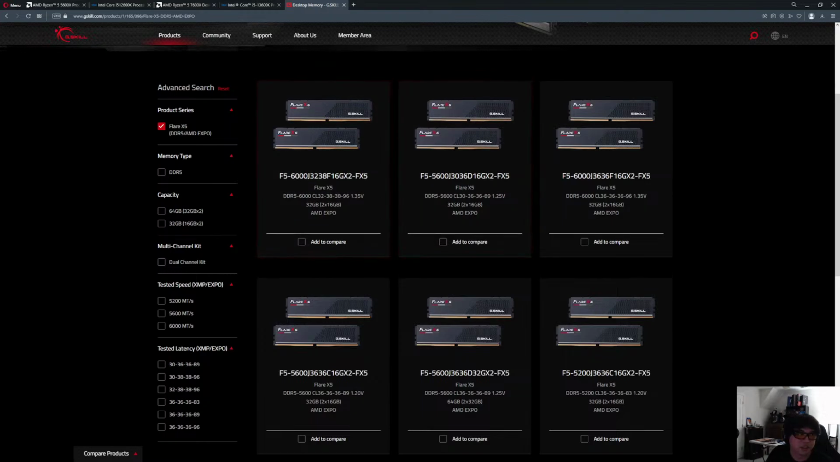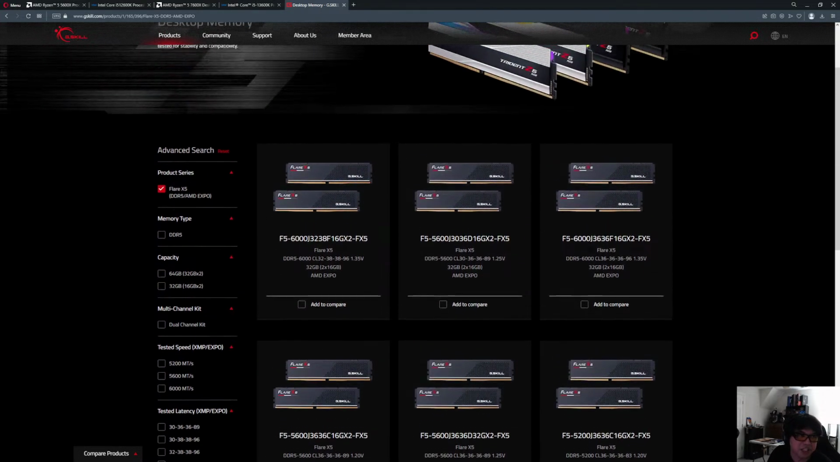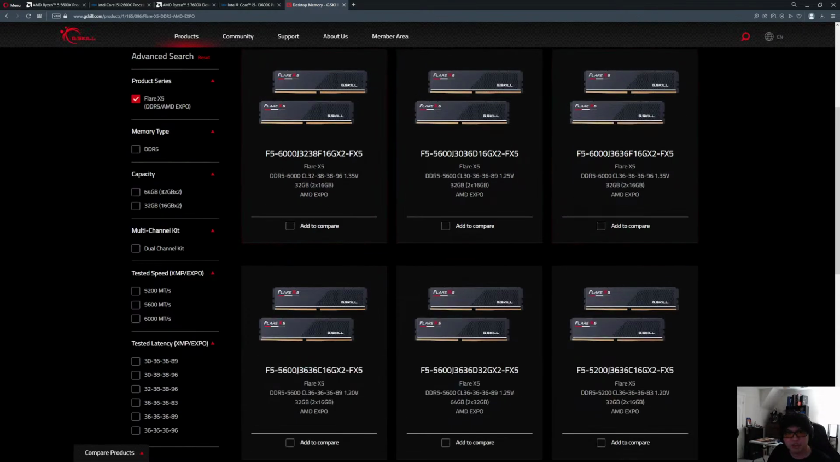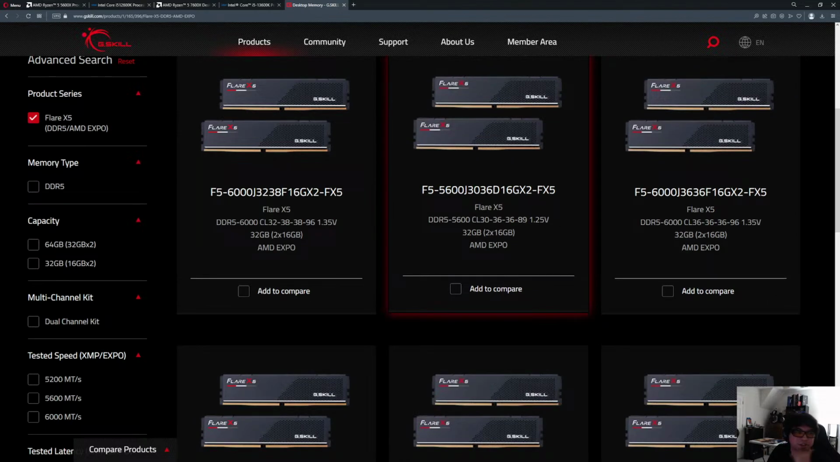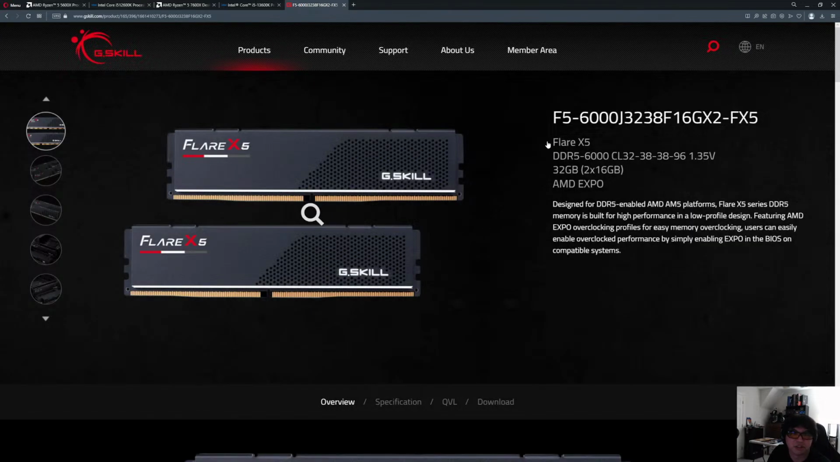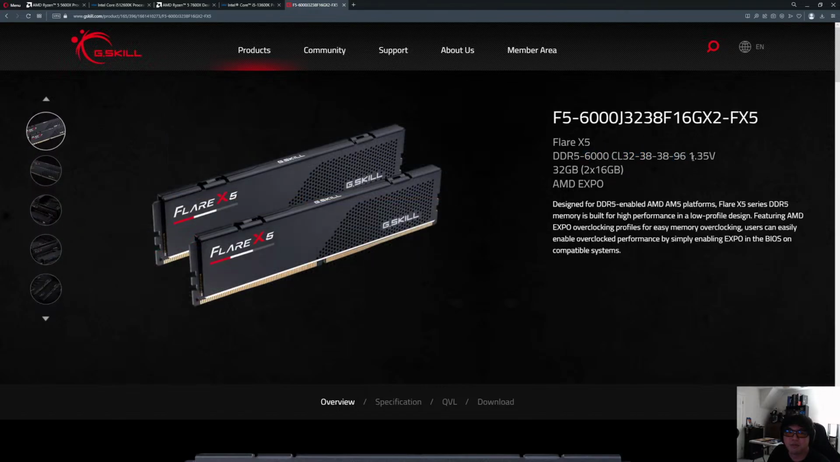Okay, so let's look at some AMD Expo memory, because this stuff is really easy as an exercise. Look at this: 6000 cast latency 32 and then 38, 96 at 1.35 volts. Should I zoom in so people can see? Let me make it easier to see. You guys can't see the mouse for some reason. Anyway, let's click on this one: 6,000, 32, 38, 38, 96 at 1.35 volts.